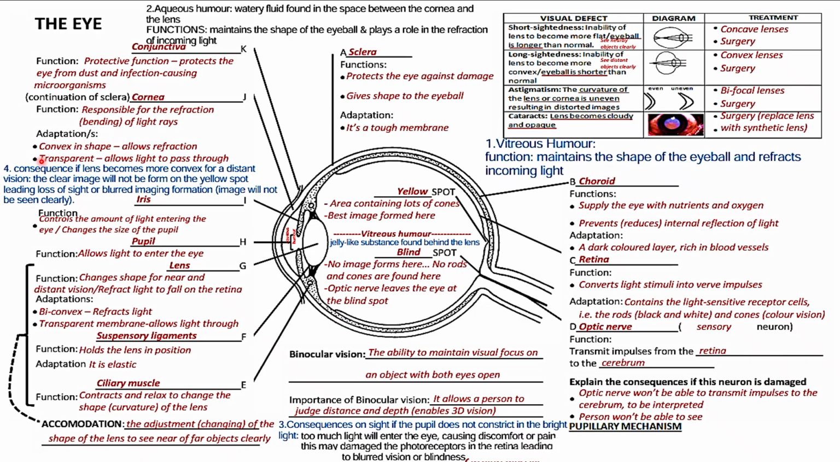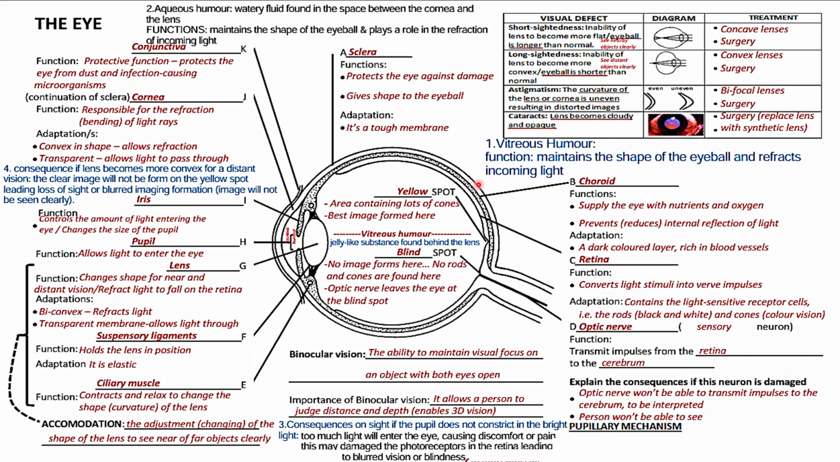How is it adapted? It is convex in shape, hence it allows refraction. And then secondly, if you want light to pass through, it has to be transparent. Therefore, the cornea is transparent and it allows light to pass through.